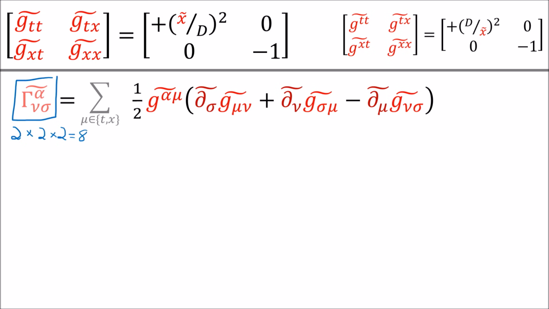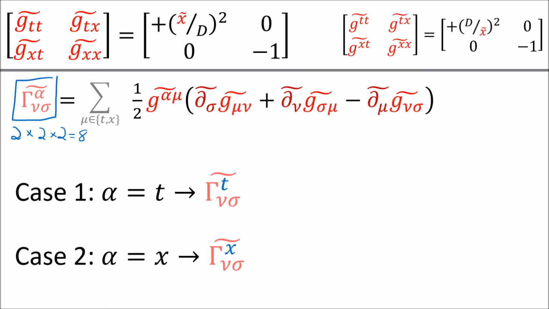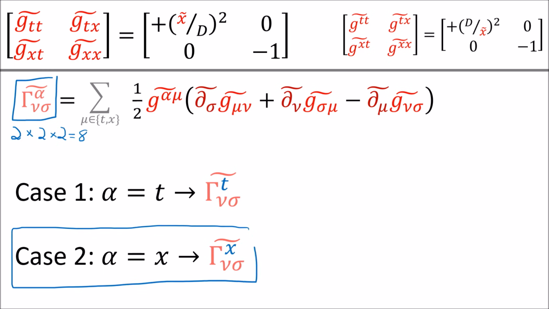It will turn out that a lot of these terms and coefficients go to 0, so we're going to use some tricks to find these 0 terms and get rid of them. We're going to look at 2 separate cases for the coefficients. In case 1, the alpha index will be t, and in case 2, the alpha index will be x. Let's look at the alpha equals x case first.